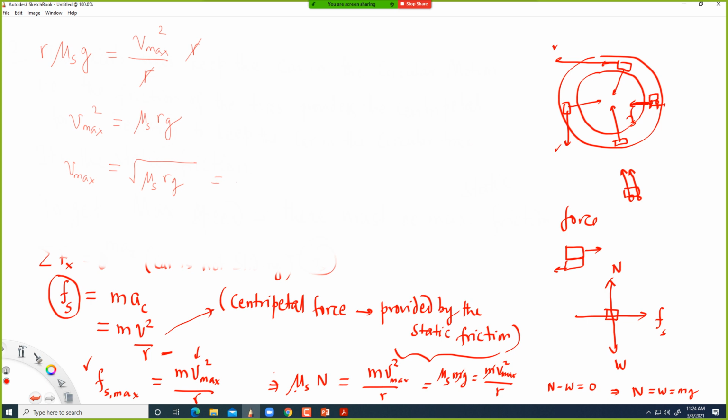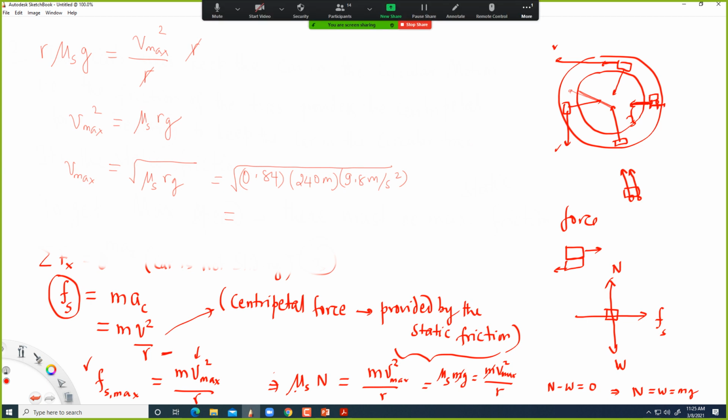So mu, the coefficient of static friction for the tires, is 0.84. The radius of the track, from the car to the center of the track, is 240 meters. And g is acceleration due to gravity, which is 9.8 meters per second squared. Take the square root of that, and let's do the calculation. See what you get. Didn't bring my calculator. Can you do that calculation?